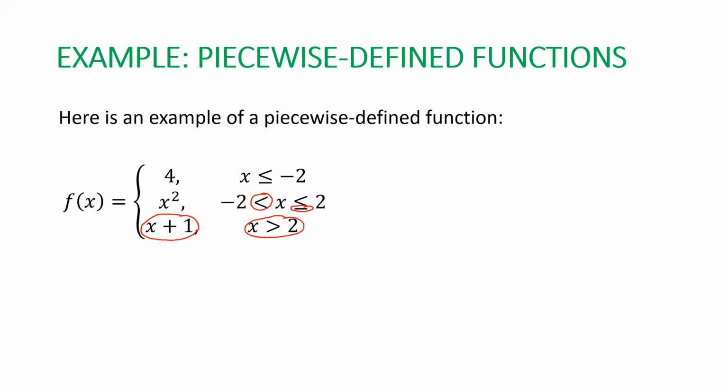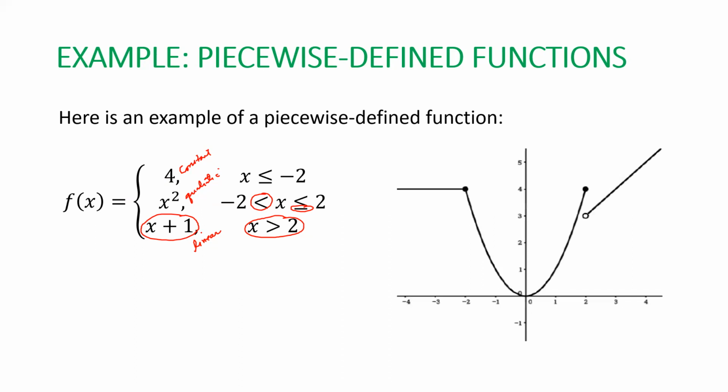Now observe that this function is composed of a constant function, a quadratic function, and a linear function. So if we recall from the previous lecture videos, the graph of a constant function is a horizontal line, the graph of a quadratic function is a parabola that opens either upward or downward, and for linear functions, the graph is a straight line that is either sloping upward or downward. So the graph of this piecewise defined function will be a combination of the graphs of the constant, quadratic and linear functions. So here is the graph.